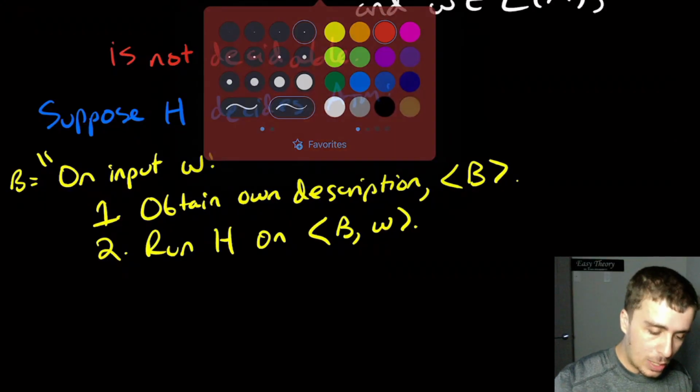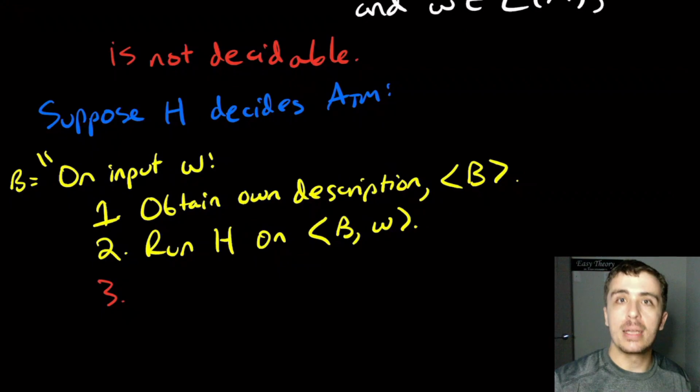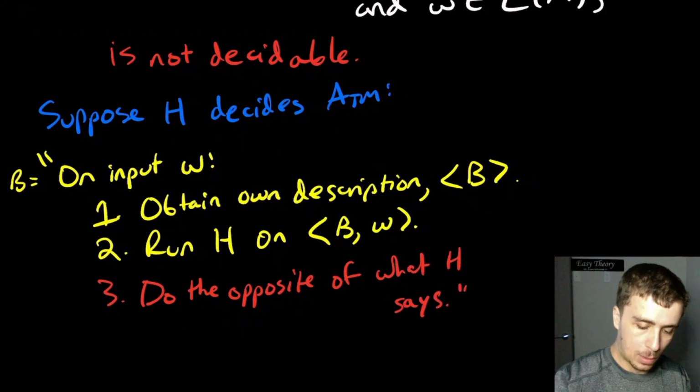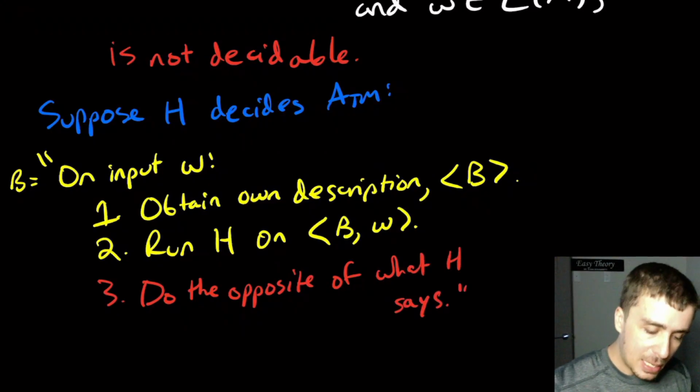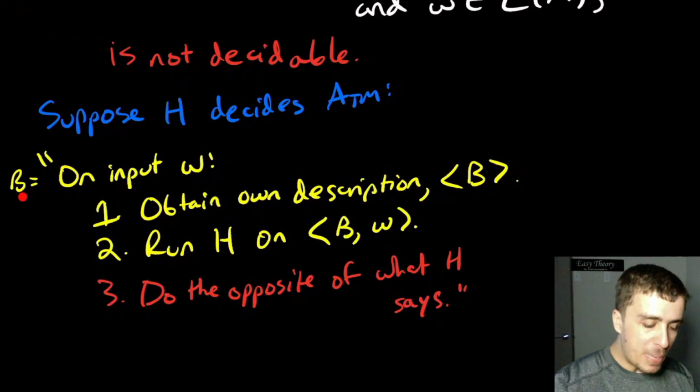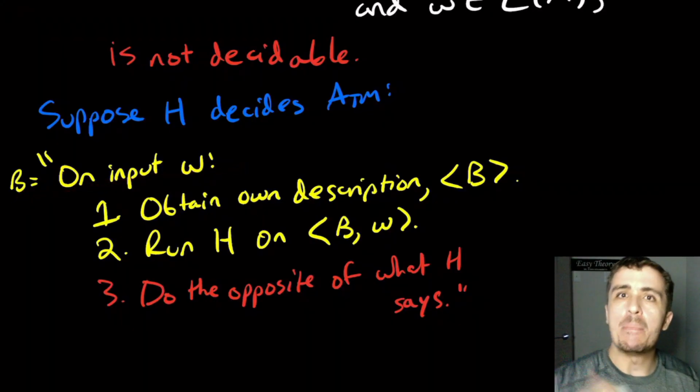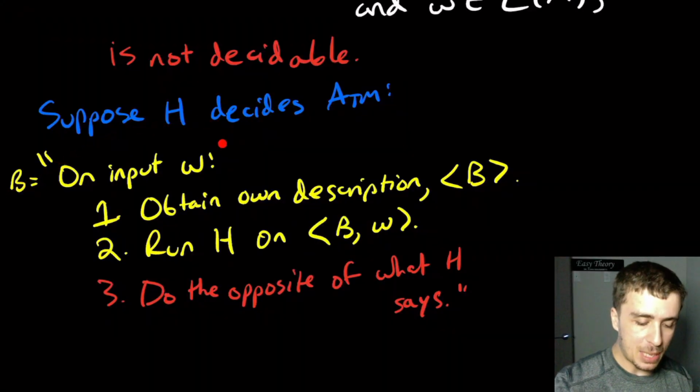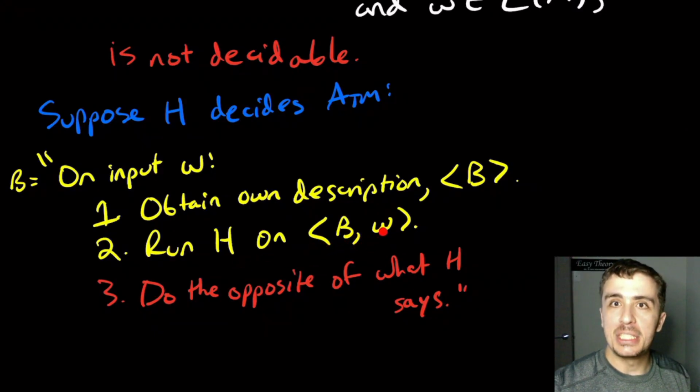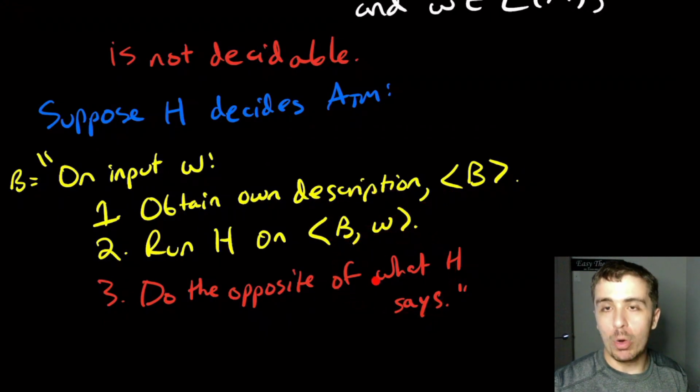And so what is the final hat trick? It's to do the opposite of what H says. Why is that useful? Because think about what happens. So B says on input W, let's say that B accepts W. So B accepts W, then that means that right here, the H machine should say yes. But we just did the exact opposite because the B machine was obtained in the first step. So this step and this one must be different from each other because we're doing the opposite.